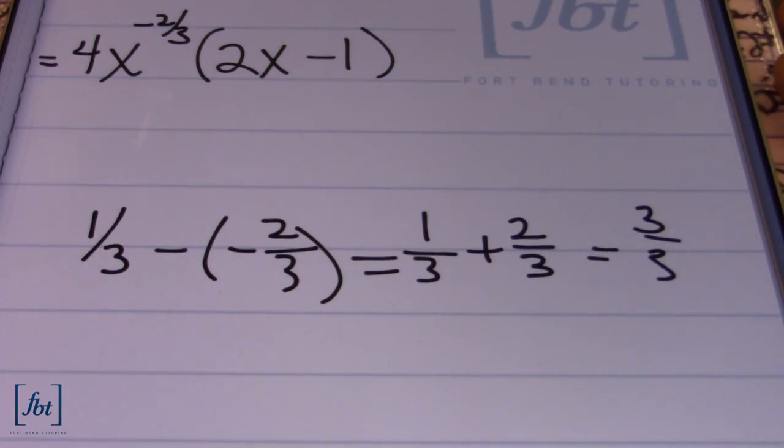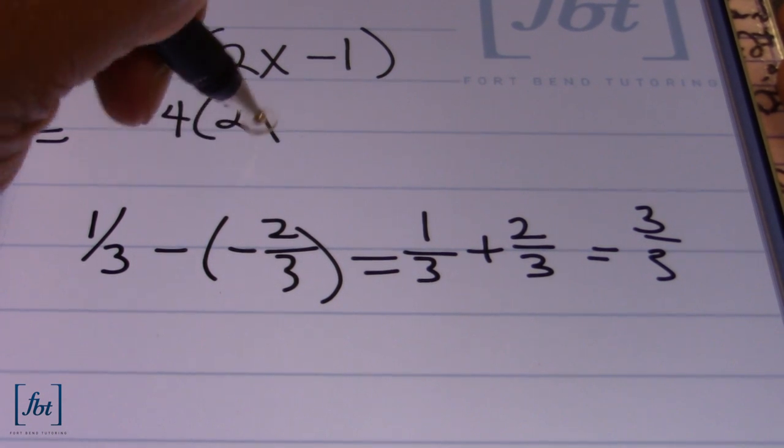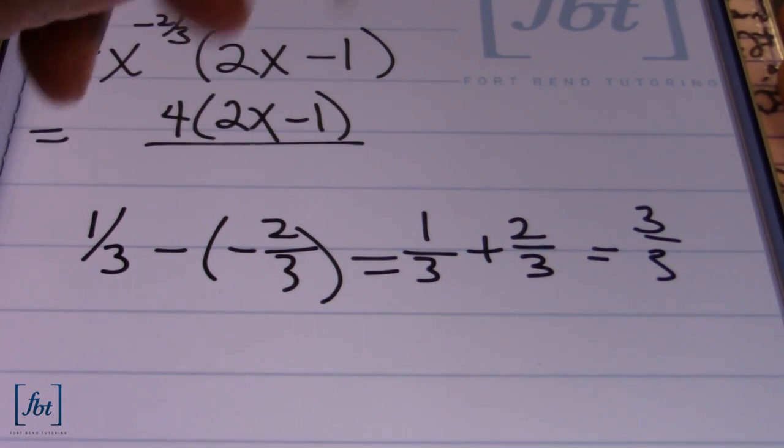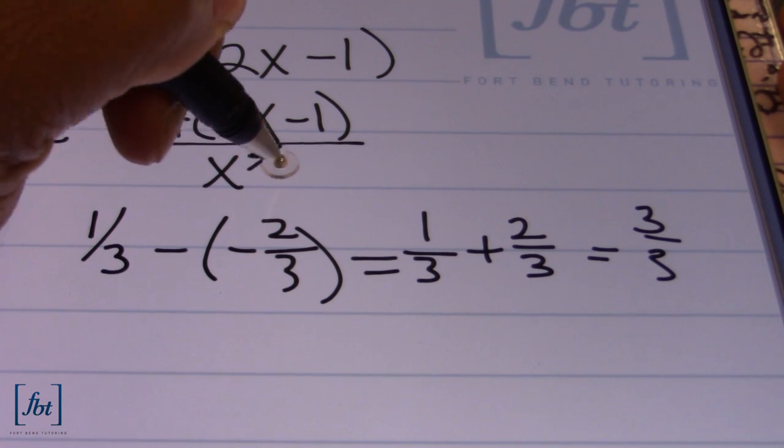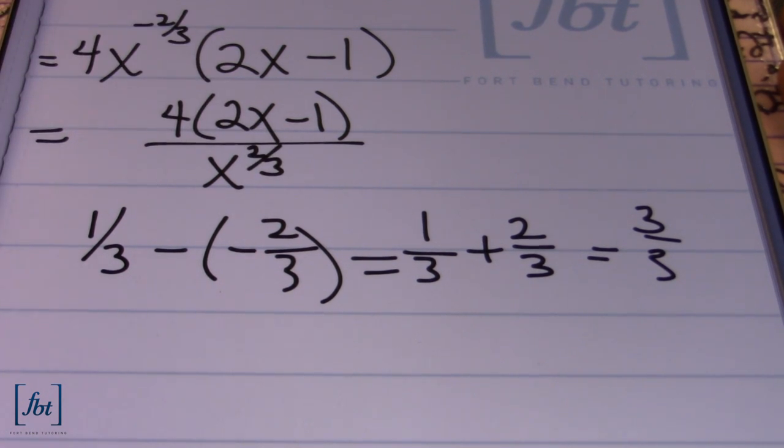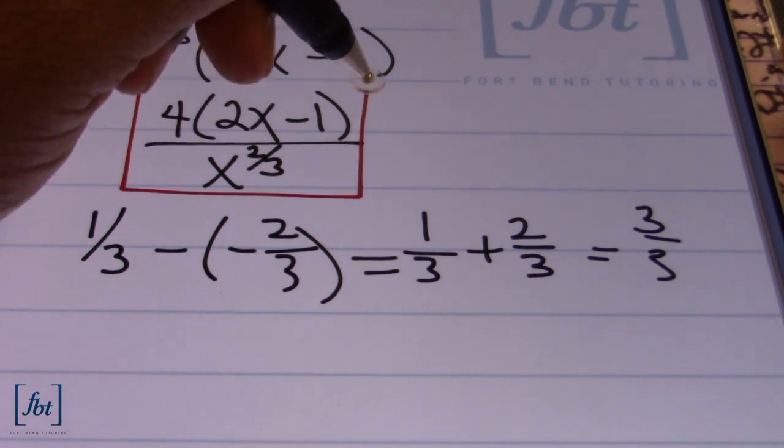However, if you are to eliminate the negative exponent here, you'll end up with 4 times your quantity of 2x minus 1, all divided by x to the 2/3 power, and this is your answer if, once again, your teacher or your text will accept a rational exponent in the denominator. So let's red box this.